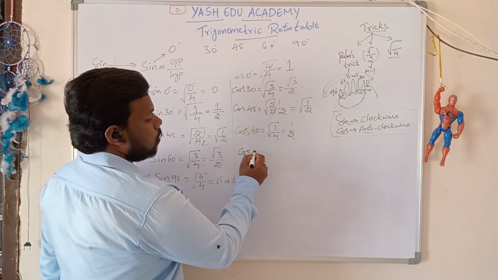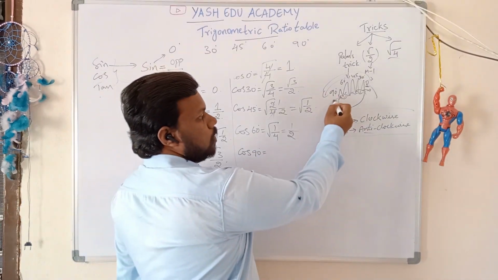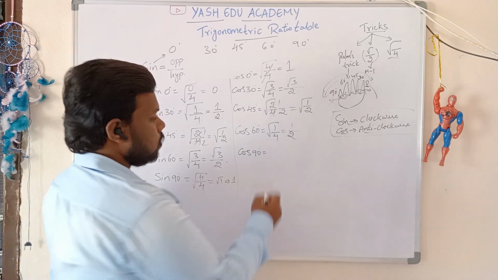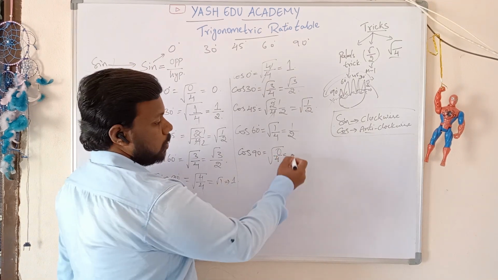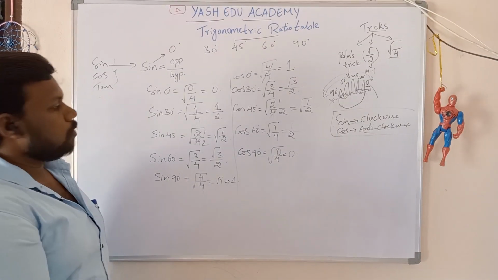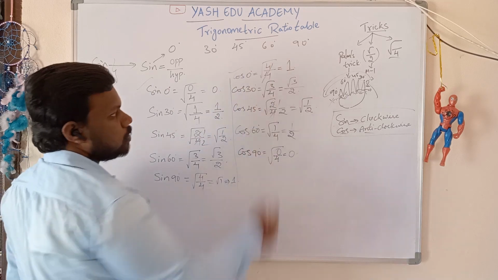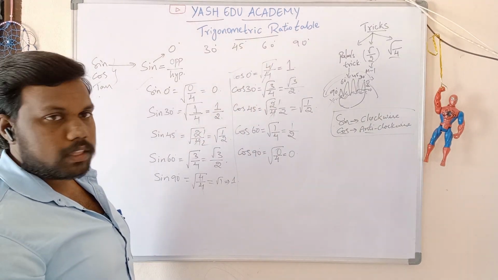Now cos 90. For cos 90, how many fingers are left? There are nothing, so it is 0. Root of 0 by 4 is nothing but 0. 0 by anything is 0. So these are the values of both sin theta and cos theta. In the same way, we need to find the values for the other ratios.